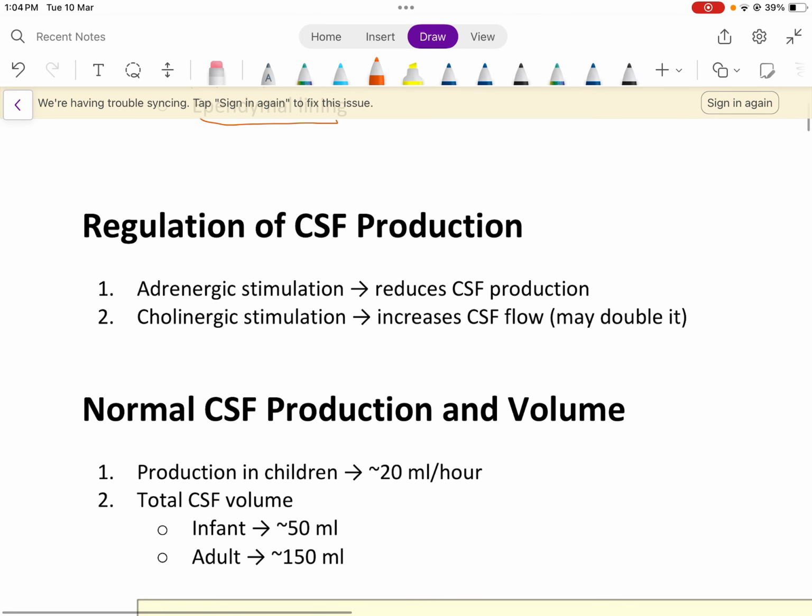Next, the regulation of CSF production. So we have these sympathetic stimulations, the autonomic nervous system, that is the adrenergic stimulation, which is going to reduce the CSF production. So whenever there is an adrenergic stimulation, you will get a decreased CSF production, whereas the cholinergic stimulation is going to increase the CSF flow. It may as much as double the CSF flow. Which stimulation? The cholinergic stimulation.